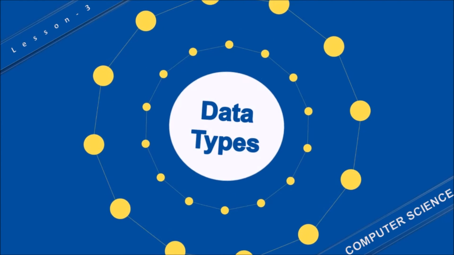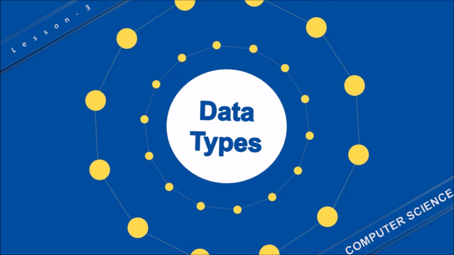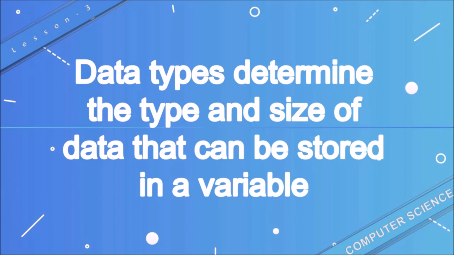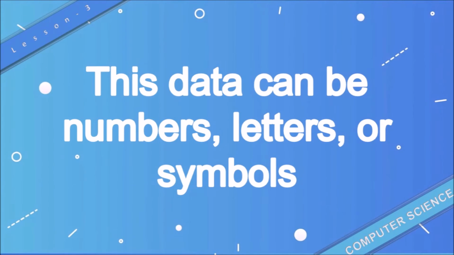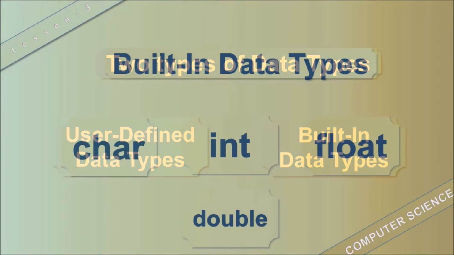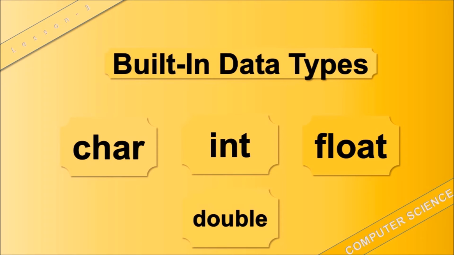Our next topic is data types. Data types determine the type and size of the data or the values that can be stored in a variable. This data can be numbers, it can be letters, or it can be any symbols. We have two kinds of data types: user-defined data types and built-in data types. User-defined data types are those which are created by the user himself, and built-in data types we can use as it is. Built-in data types are like char, int, that we have already used in our examples, and float and double are also built-in data types.